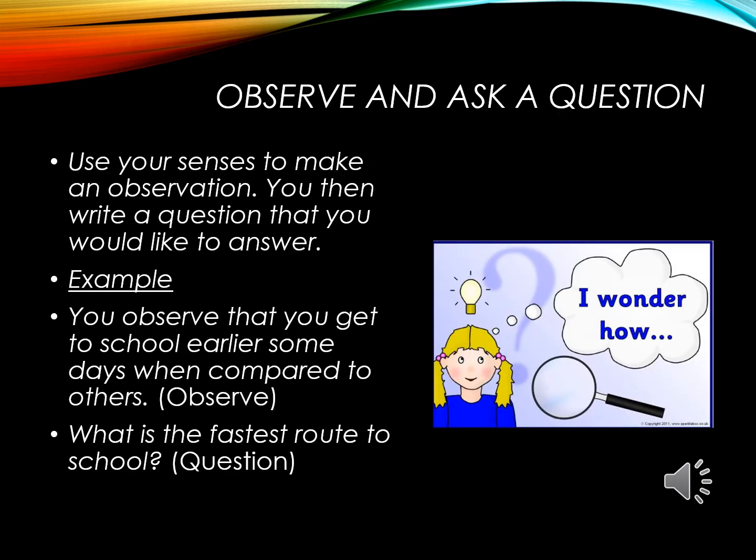Let us now look at each step that makes up the scientific method. First, observe and ask a question. We use our senses to observe our surroundings, and from what we observe, we will ask a question. An example of this is you observe that when you are traveling to school on a regular basis, some days you get to school earlier than others. Now, the question that will come from this is, what is the fastest route to school?